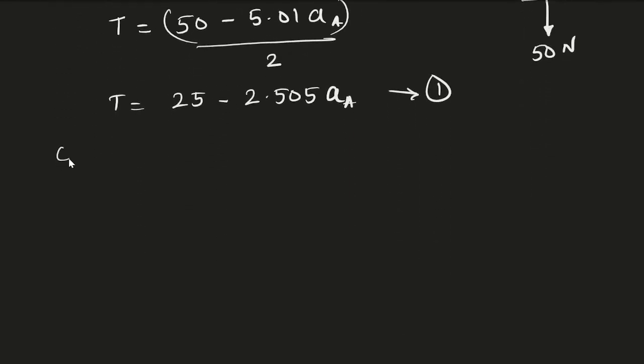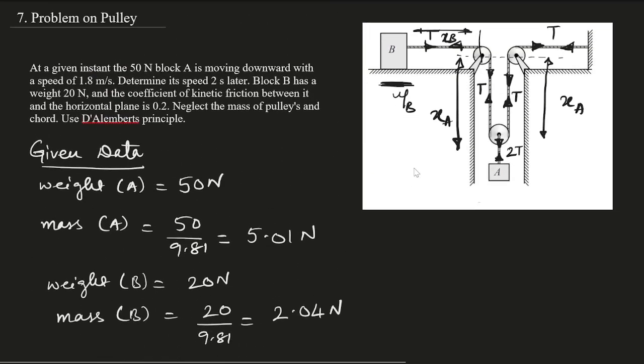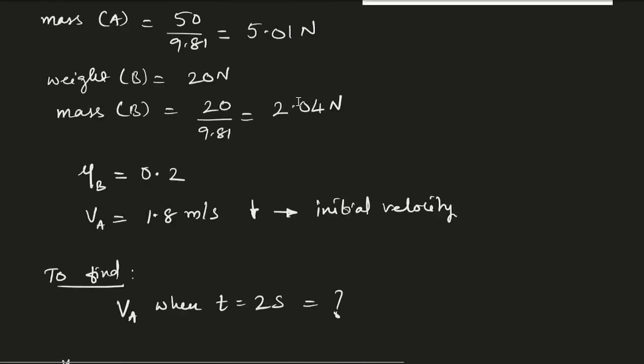Similarly, consider the FBD for block B. Okay, in block B, if you see, block B is resting on the horizontal surface, right? It is resting on the horizontal surface, so we'll have friction as well. So since block A is moving in the downward direction, block B will move in this direction from left to right, right? Okay, so block B will move in the left to right direction.